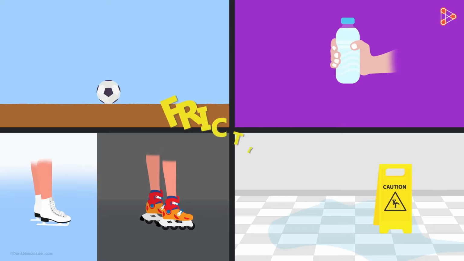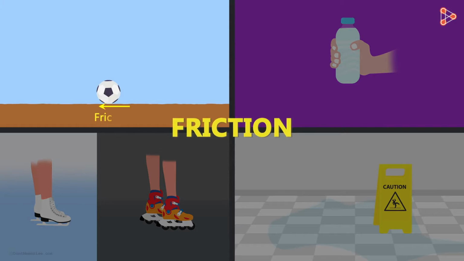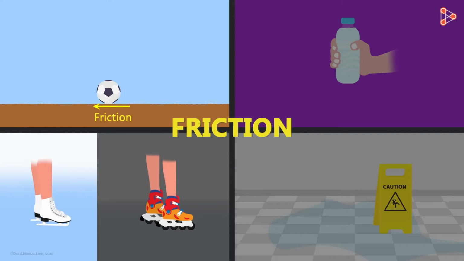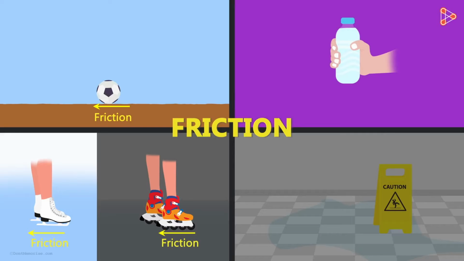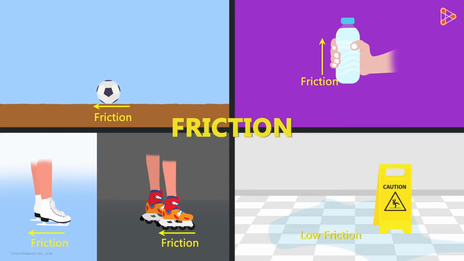The answer is friction. The reason why the ball eventually comes to a halt is because of the force of friction. The reason why skating on an ice rink is easier because the force of friction is lesser there. The bottle doesn't slip through because the force of friction between your hand and the bottle doesn't allow it to do so. If the floor is wet, the friction offered by it reduces and there are chances that you might slip and fall. So what is this friction we're talking about?